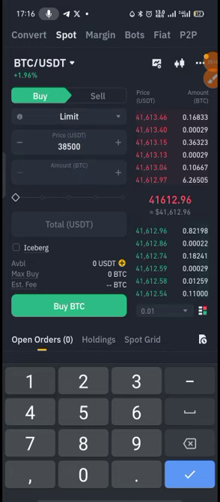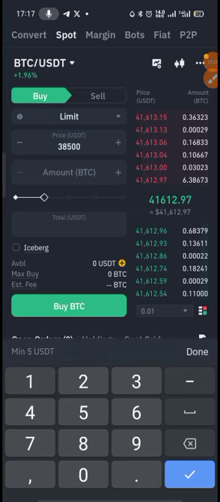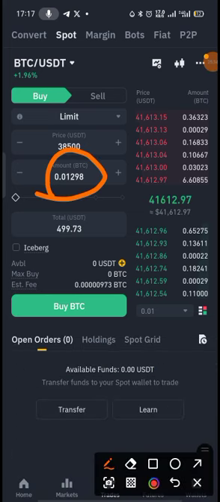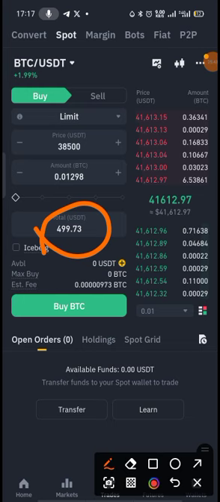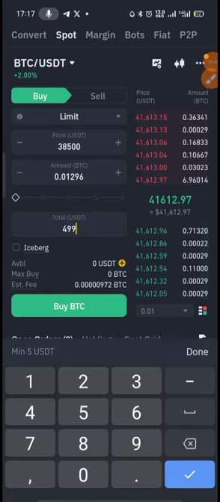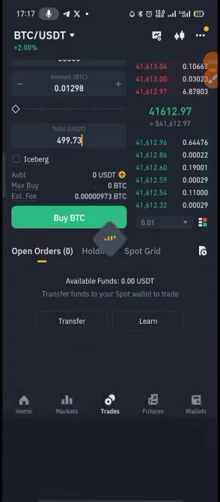Then the amount of BTC I want to buy. Is it 25% of my portfolio, 50%, 75%, or 100% of my portfolio? You choose according to your portfolio. If you don't know, you can put total USDT 500. Remember, this is BTC, so if you search for BTC, you don't know the equivalent. So just use total USDT. Don't use your BTC. I want to buy $500 of it. Then you place your buy order.